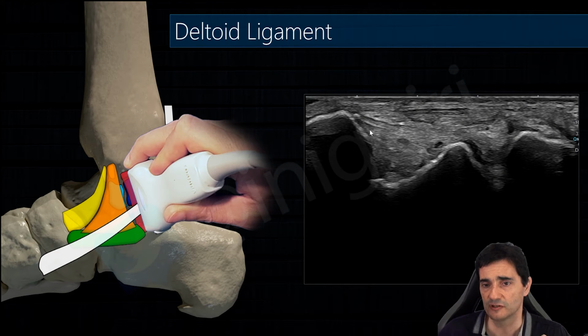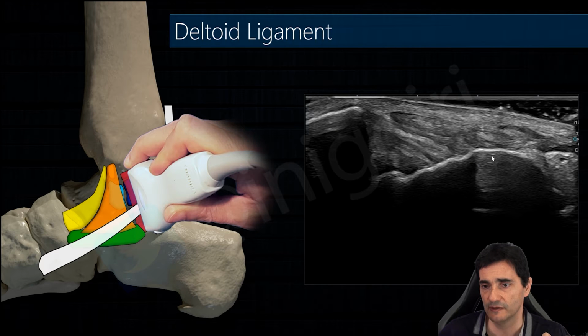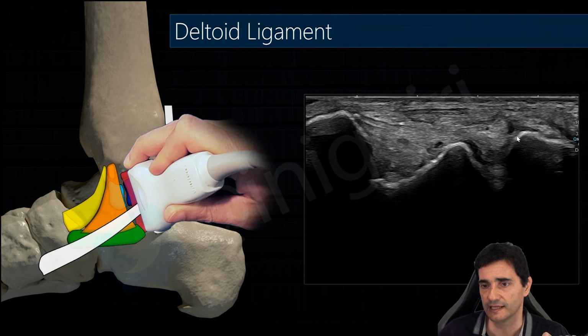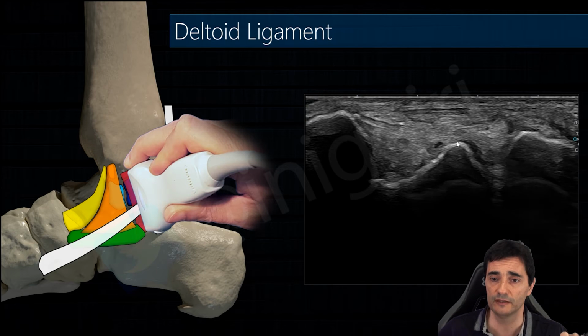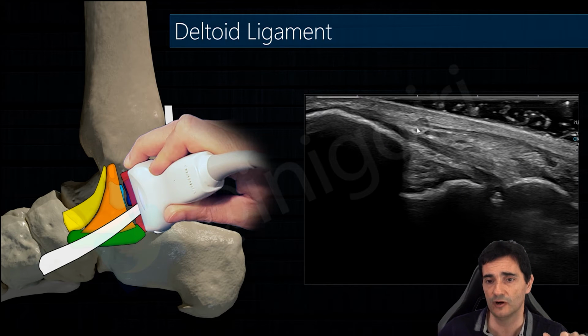Remember, this is the superficial component. Here you can see the tibio-calcaneal component, because here this is the talus and here the calcaneus appears. This is the tibio-calcaneal component of the superficial layer. We still are seeing the posterior tibiotalar ligament in depth. This is the posterior tibialis tendon. Again, we can use anisotropy to obtain a better view of this component, the tibio-calcaneal component of the superficial layer.